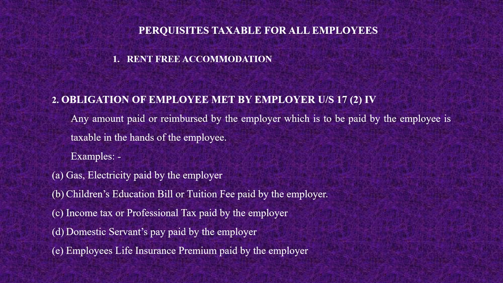So what are the different types of expenses that the employer can pay for the employee? For example, gas and electricity paid by the employer, children's education bill or tuition fees, income tax or professional tax paid by the employer, or a domestic servant, that means a housemaid at home, whose pay can also be paid by the employer. Then the employee's life insurance premium can be paid by the employer. So all these expenses, if paid or reimbursed by the employer, which have to be actually paid by the employee, will be taxed in the hands of the employee.